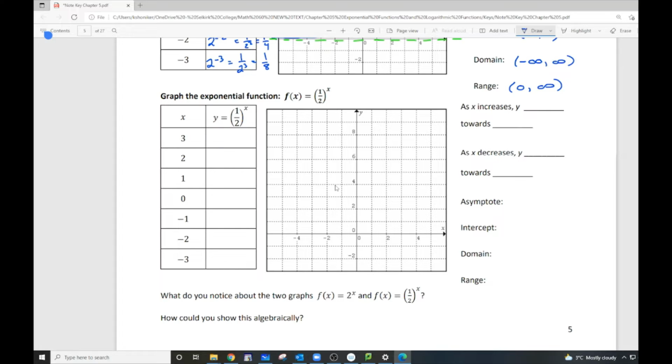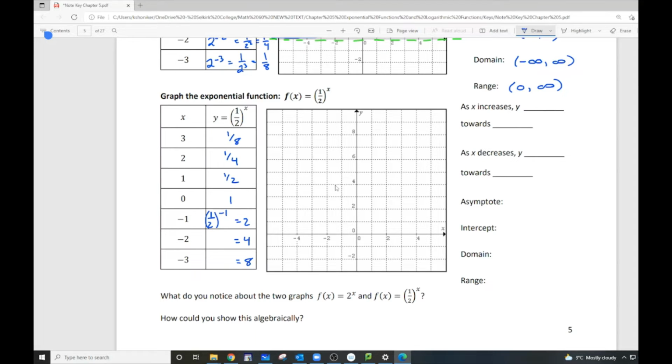Okay, so hopefully you paused, you gave yourself time to write. So when x is 3, I have (1/2) to the 3, which is 1/8. I have (1/2) to the 2, which is 1/4, (1/2) to the 1, which is 1/2, (1/2) to the 0, which is 1, (1/2) to the negative 1, which would actually flip it. So negative exponent means you're in the wrong place, so you can flip it. So this would actually be 2 to the 1, or 2. So if I have (1/2) to the negative 2, I would get 4, and if I have (1/2) to the negative 3, I would get 8.